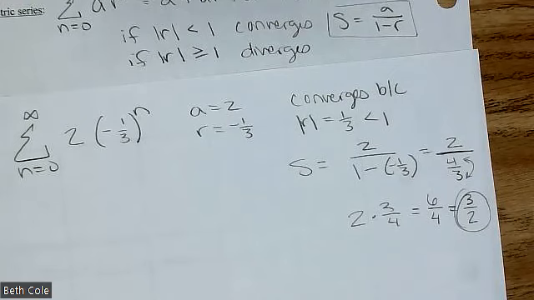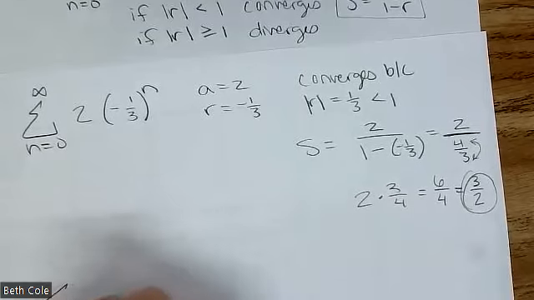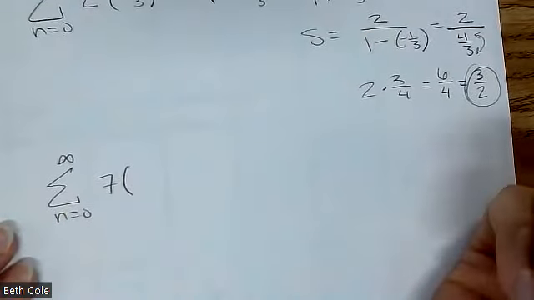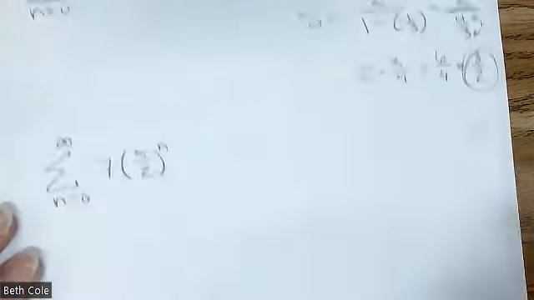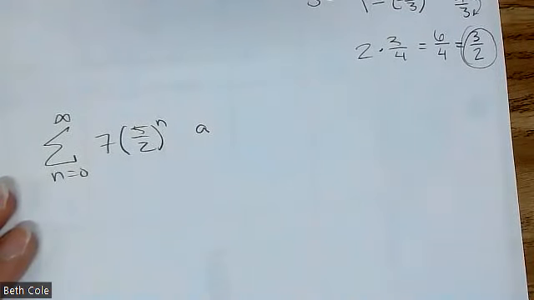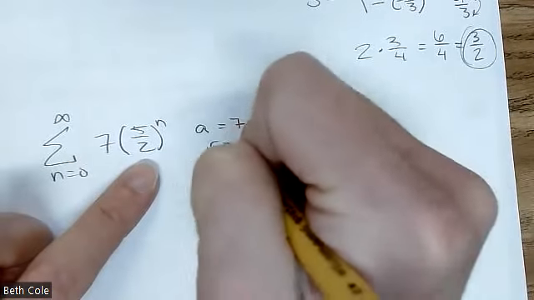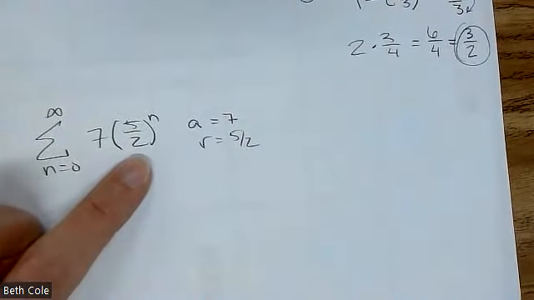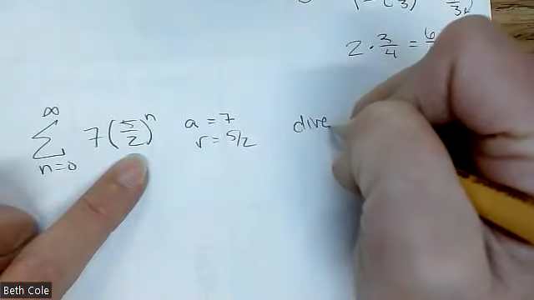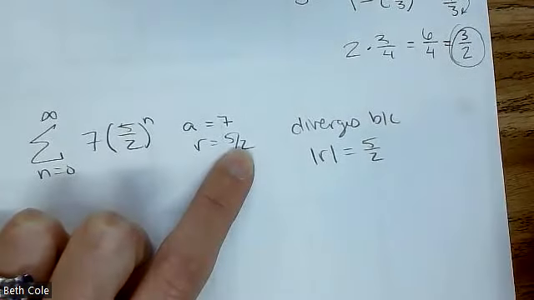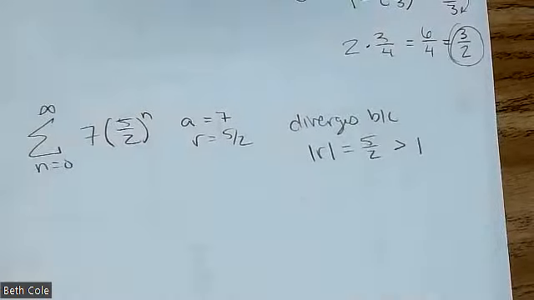Okay, you can add up numbers forever and ever and get 3/2. It's cool. Neat. You can add numbers forever and get an answer. Let me just show you one more. Give me another number, like just something little. 7. And then say you had 5/2 to the n. First, you have to notice it's geometric. A is 7, r is 5/2. Does it converge or diverge? You would say it diverges because the absolute value of r is 5/2, which is bigger than 1, and then you don't do the problem because you can't.